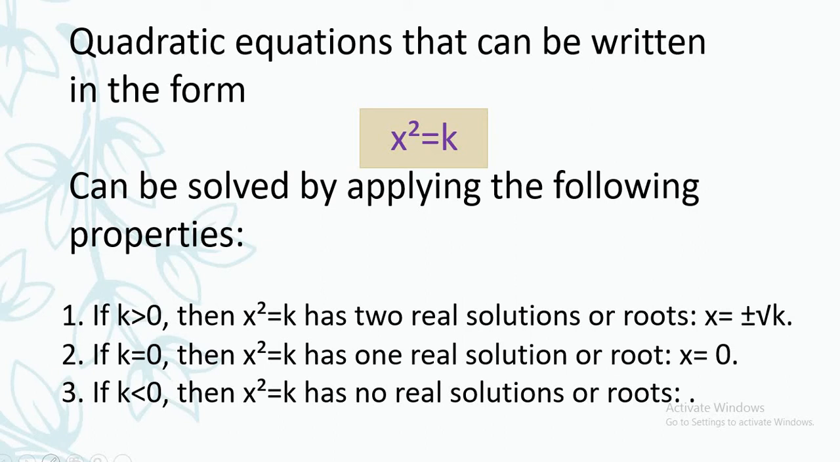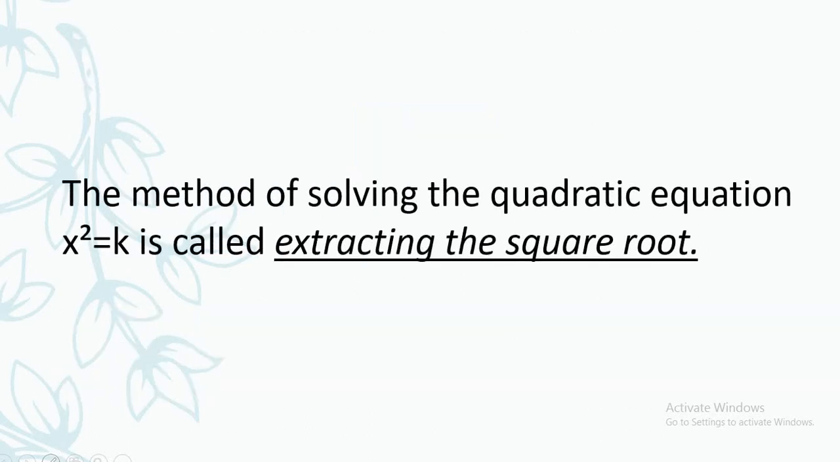Wala nang solution, walang roots, when your k becomes negative numbers, from negative 1, negative 2, and so on. The method of solving the quadratic equation x squared is equal to k is called extracting the square root.